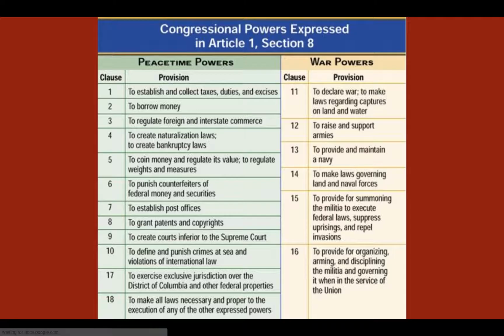These are a lot of powers. They're listed in there. We know they're there. We like the fact that the powers are listed because if the powers are listed, then Congress can't abuse or break their power.